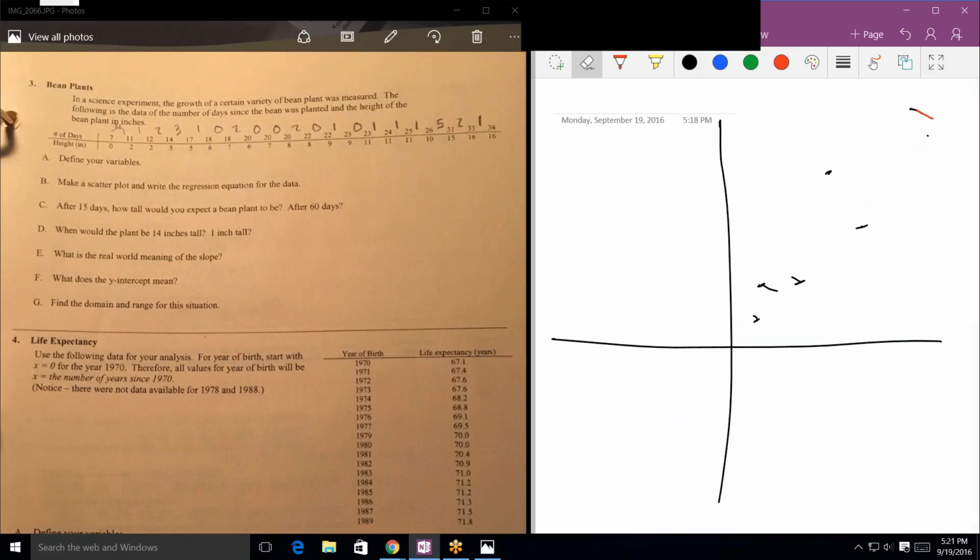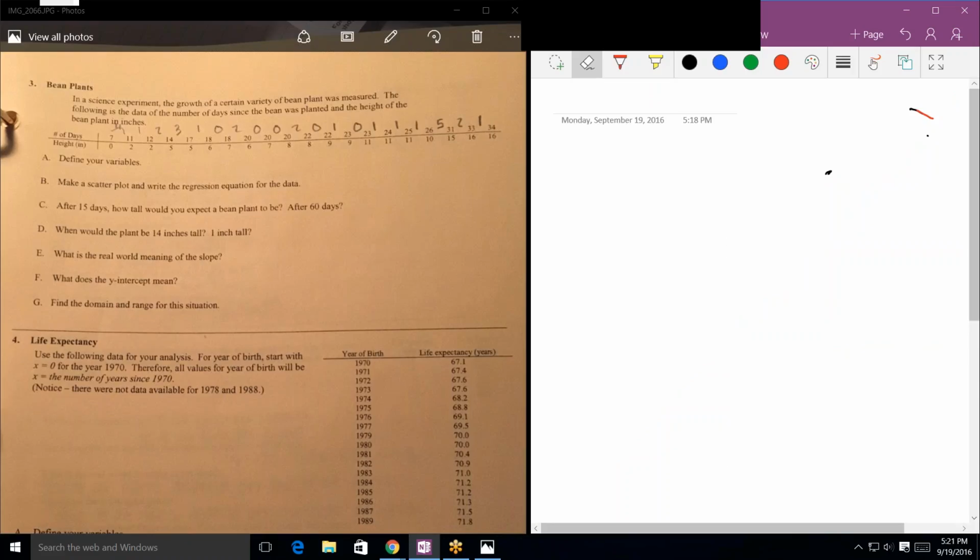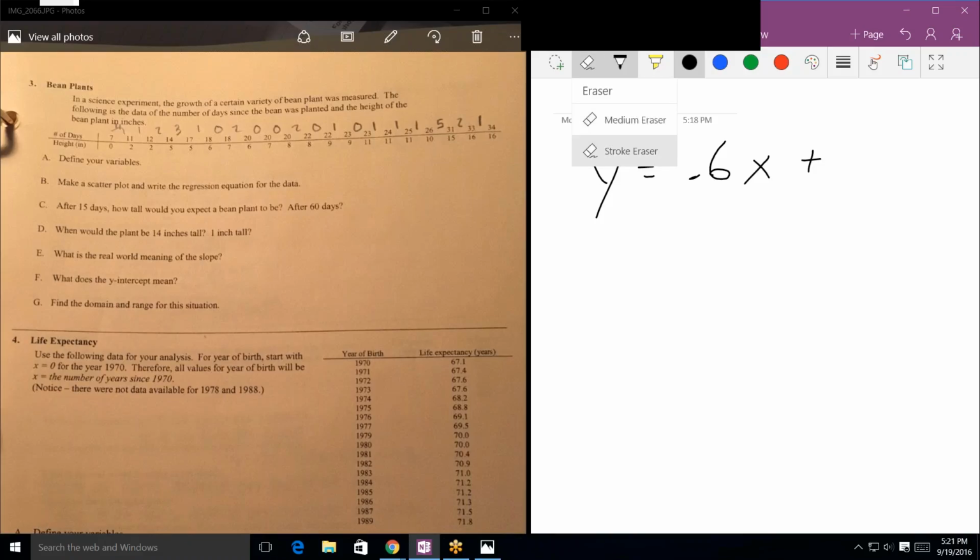So when would the plant be 1 inch tall? I said 9 days. I rounded down. It was 9.35. But you solved for x. The original equation was 0.6x plus 4 point, or minus? Minus. Minus 4 point what?